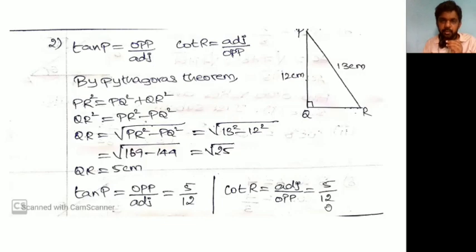This is again because these two angles are complements of each other. So this is angle P, this is angle R. Angle R is the complement of angle P. So tan P will be equal to cot of the complement, cot R. So adjacent divided by opposite, 5 by 12.